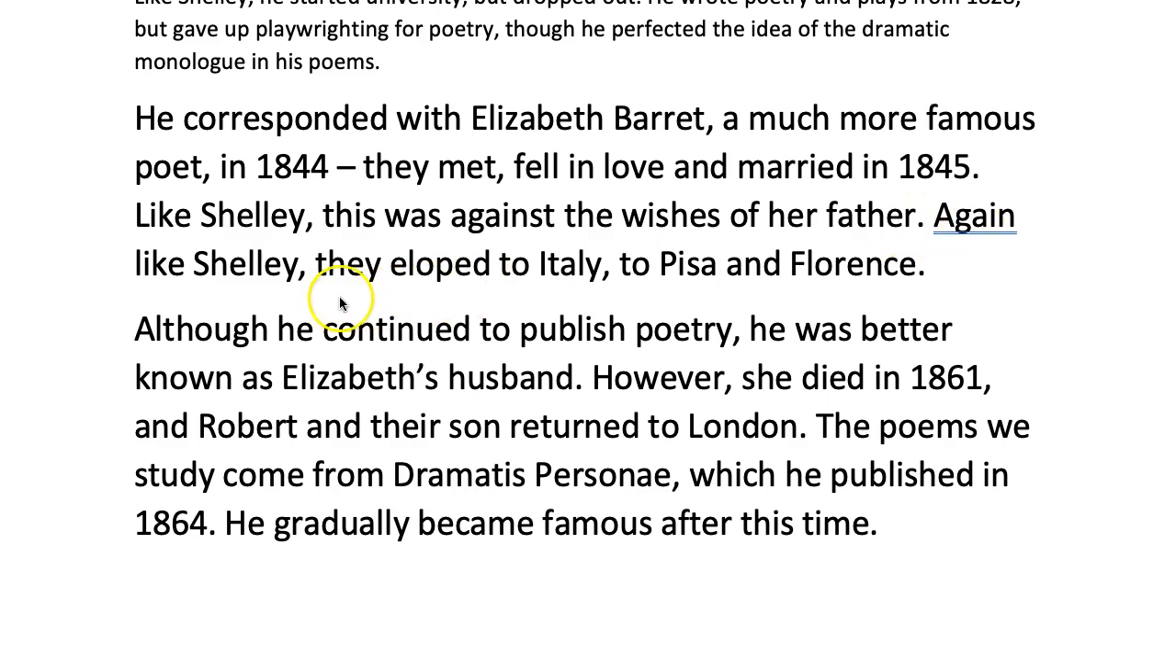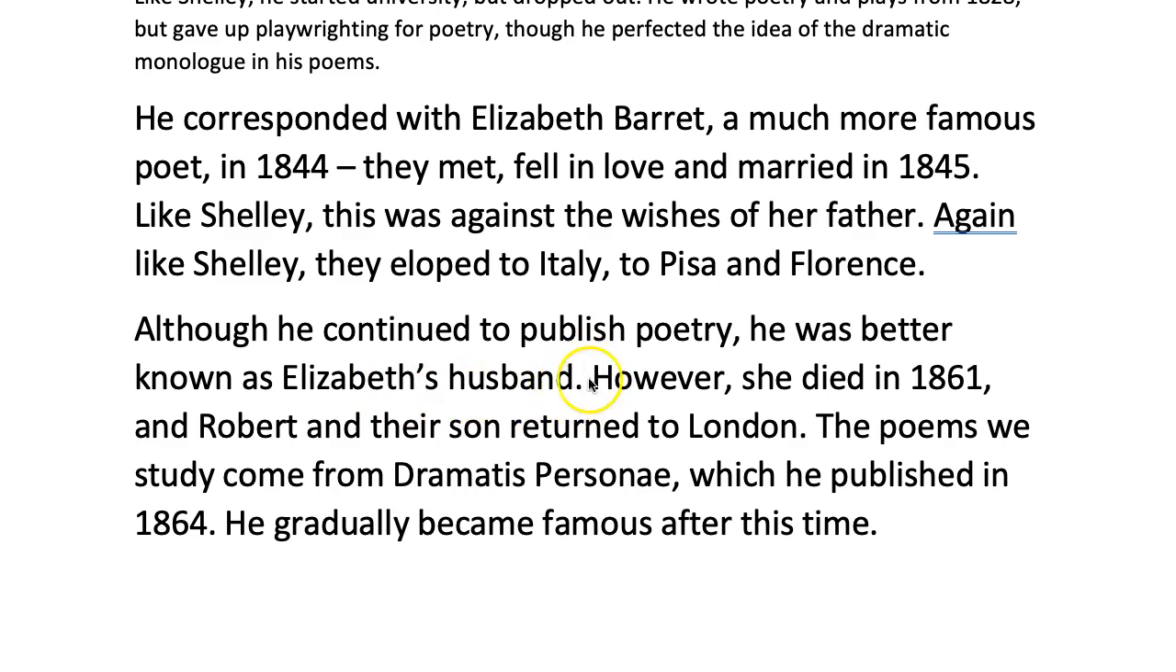And again, like Shelley, he eloped to Italy. Eloped means they got married without parental permission and went to live in Pisa and Florence. And although he continued to publish poetry, he was better known as Elizabeth's husband. And that's quite interesting, isn't it?